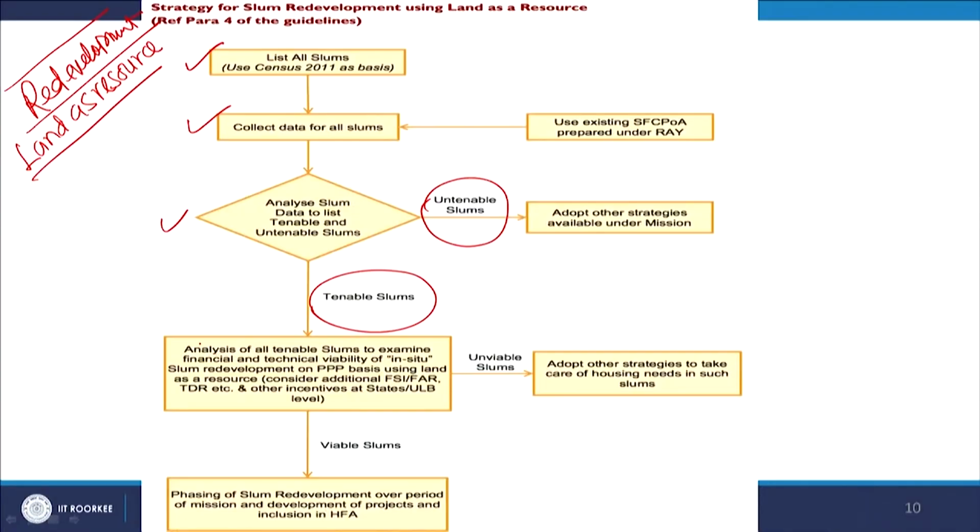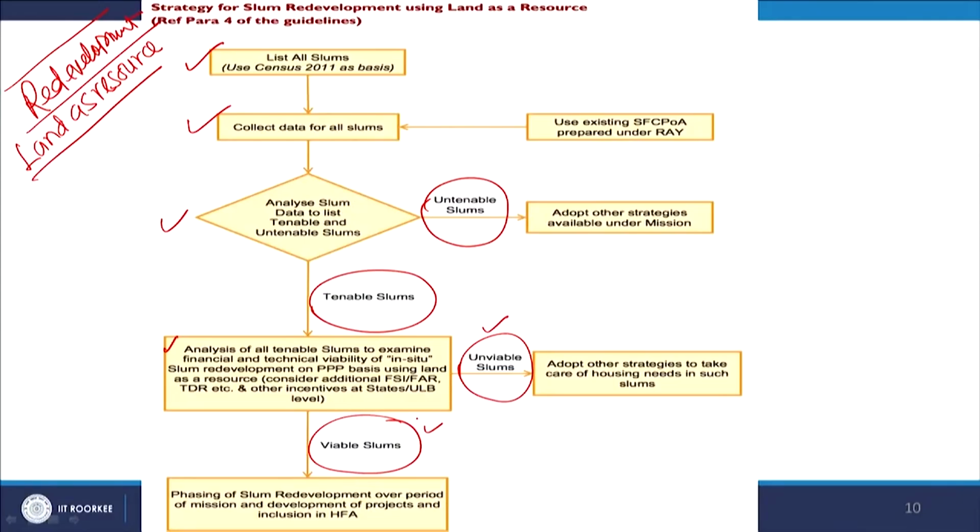Now, the next stage after the analysis, the tenable slums could be identified into 2 categories. One is unviable, one is viable. Within the tenable slums, one could be unviable, that is, the project is not viable because maybe the private sector is not interested in financing the project, or maybe the land is not available from the actual landowner. In the viable slums, maybe the landowner is willing, the landowner may be private or public, or it can be an industrial group. The private sector is interested to finance or invest in the project, and the slum population is also agreeing to that project.